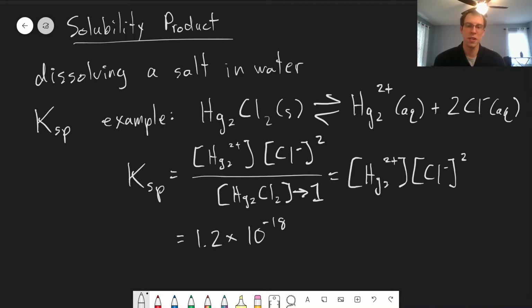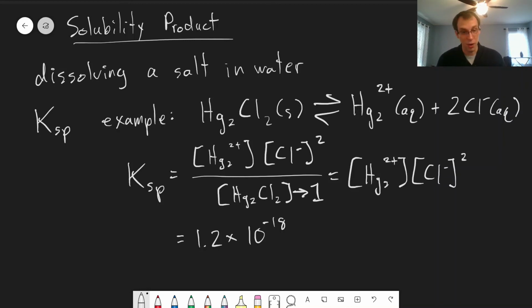Now this is much, much less than 1. What that tells us is that primarily the salt will stay as the solid. The reactants in this case are favored because we have a very small equilibrium constant that is shifted very far to the left. So we're not going to get very high concentrations of our mercury or our chloride in solution.